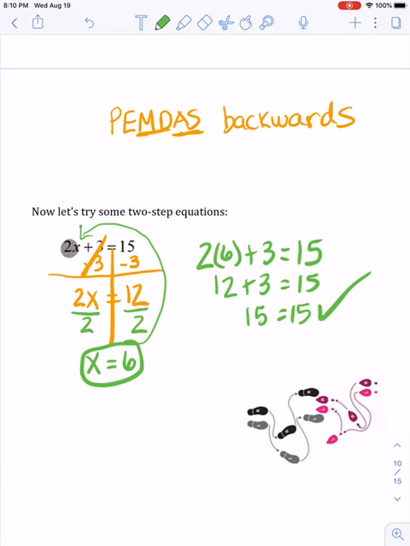Again, just doing PEMDAS backwards, you have to undo the addition and subtraction first, but just cover up the variable and then you know what to do first. That's what I do.